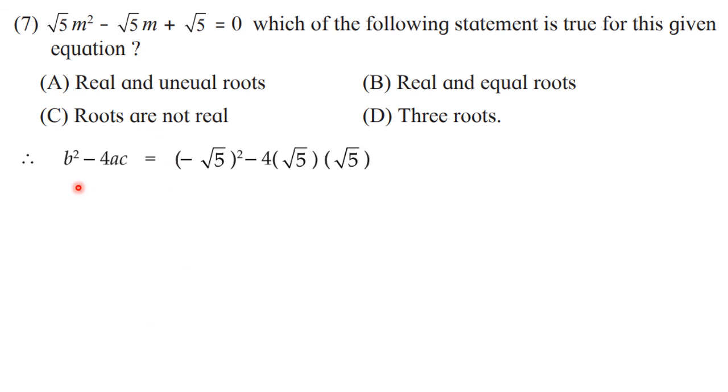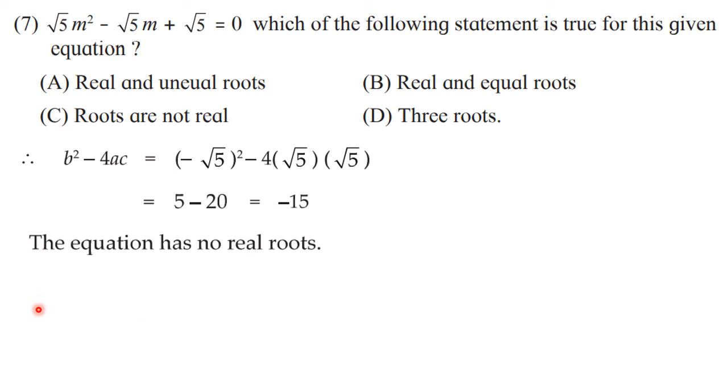So you find out delta, that is B square minus 4AC. B is root 5, so minus root 5 square minus 4 into A, which is also root 5, and C is also root 5. So minus root 5 square is plus 5, and root 5 into root 5 is 5, and into 4 is 20. So 5 minus 20, which is minus 15. And since delta or discriminant is negative, we can say that roots are not real. Okay. Or the equation has no real roots, and therefore the correct option is option C. Roots are not real.